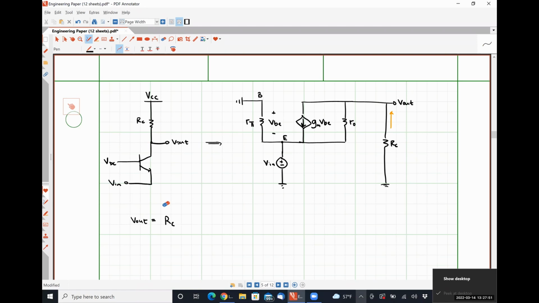Sorry. So we have negative RC multiplied by GM VBE plus (V out minus Vn) over R naught, like so.